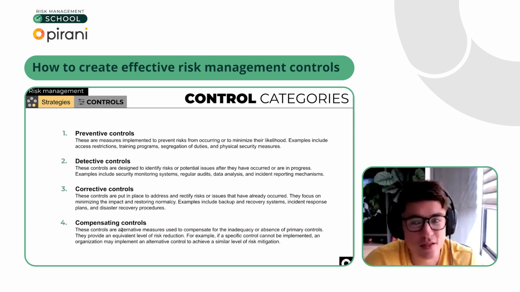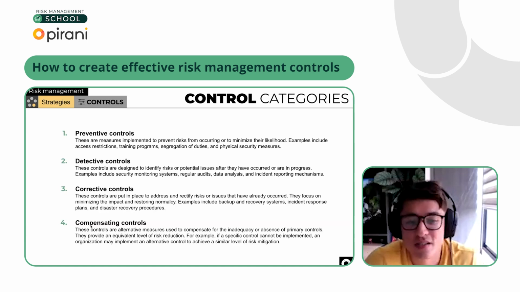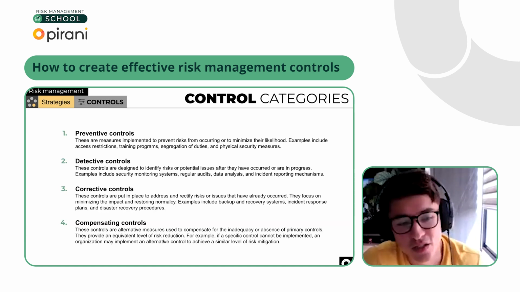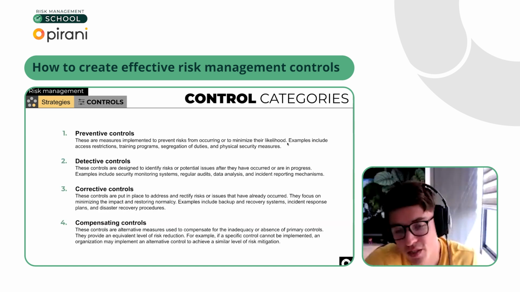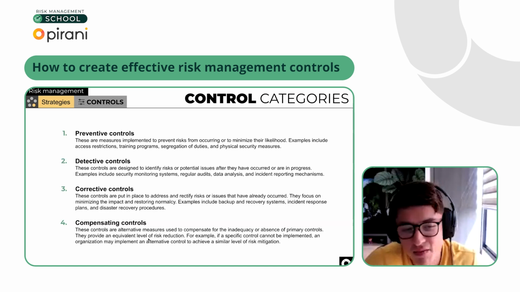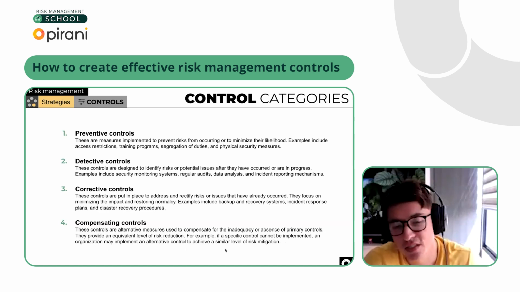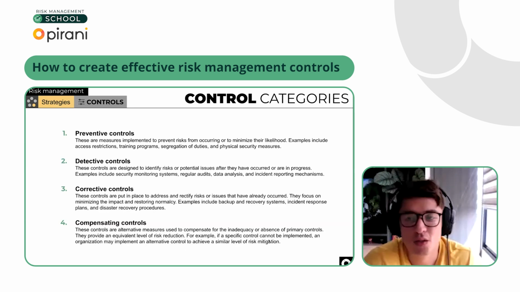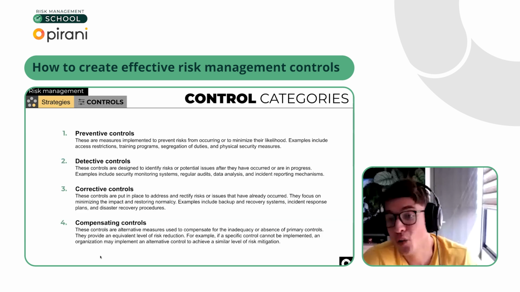And this is not a very used concept, but you also can have compensating controls. These controls are alternative measures used to compensate for the inadequacy or absence of primary controls. They provide an equivalent level of risk reduction. For example, if a specific control cannot be implemented, an organization may implement an alternative control to achieve a similar level of risk mitigation. Maybe you design a control and you figure out that it doesn't work, so you create a new one. So that's the compensating controls, right?